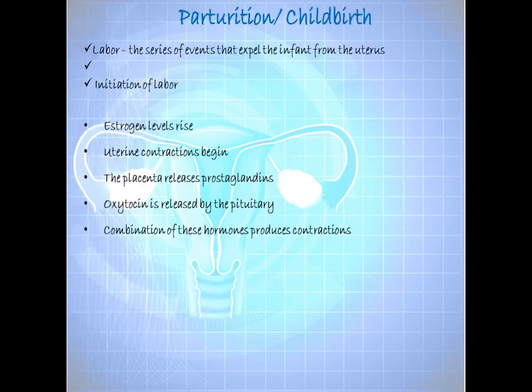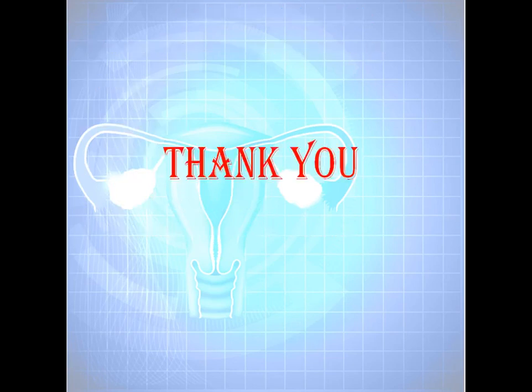Now next one is childbirth. Labor is the series of events that expel the infant from the uterus. Initiation of labor: the estrogen level rises and uterine contractions begin. The placenta releases prostaglandin, and oxytocin is released by the pituitary gland. The combination of these hormones produces the contractions.